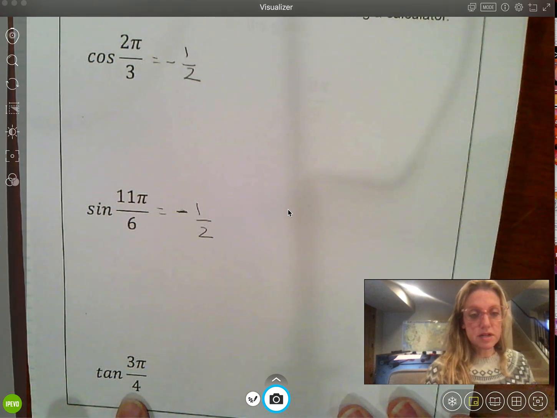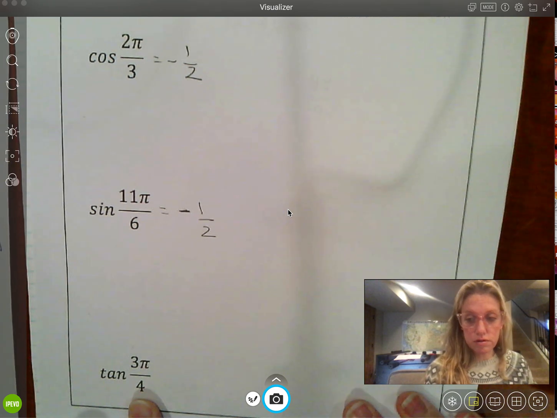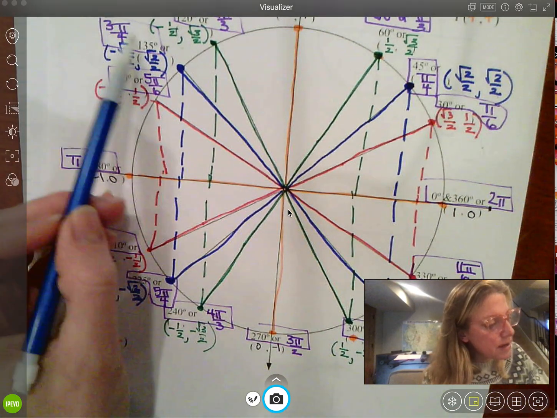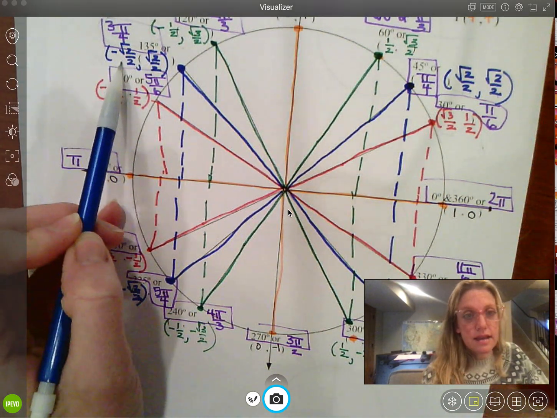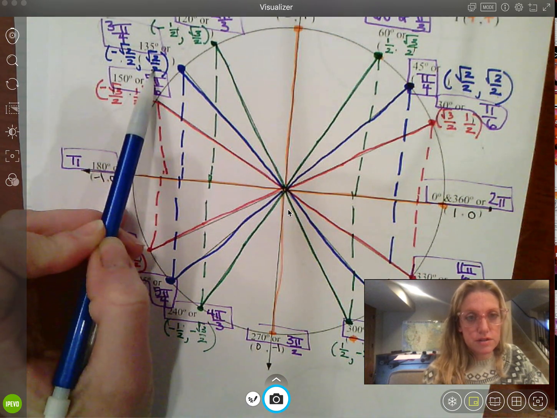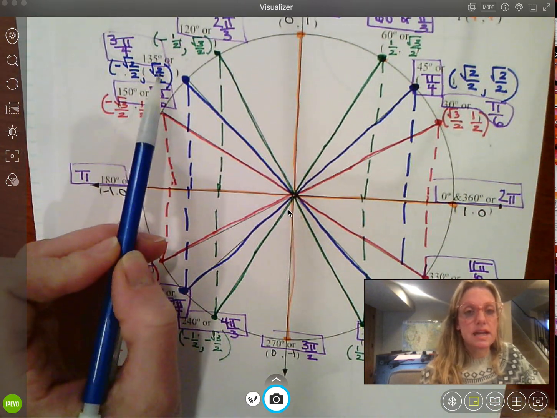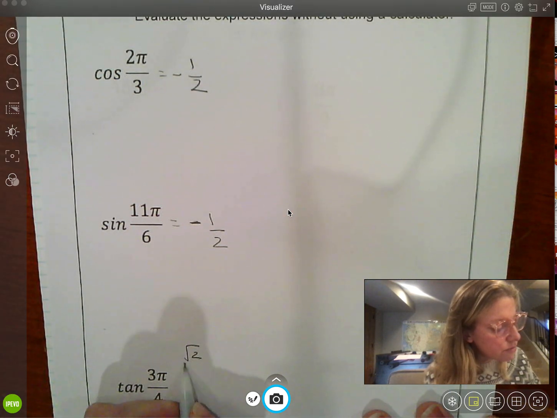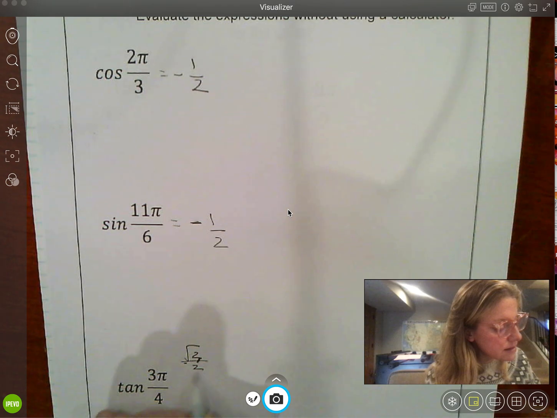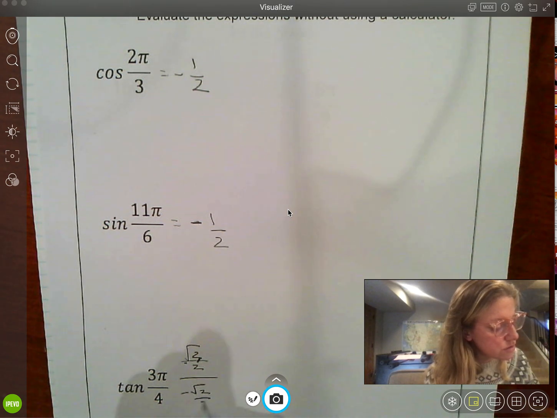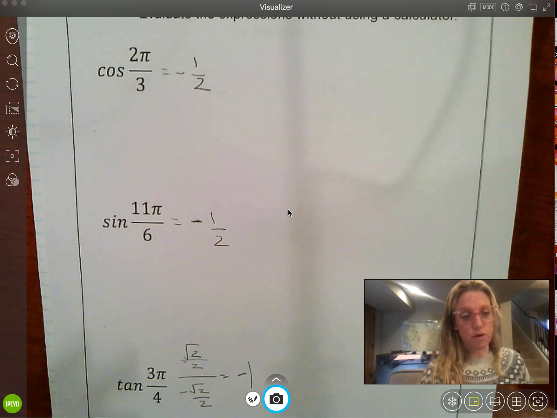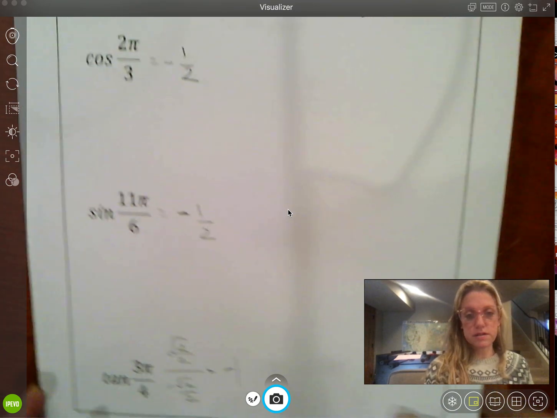All right, how about tangent of 3 pi over 4? 3 pi over 4, that's over in quadrant 2, because it's not quite 1 pi. It's right up here at negative root 2 over 2, comma root 2 over 2, and it wants the tangent, so I have to do y over x. So this time I've got root 2 over 2 as my y, over negative root 2 over 2 as my x. So that's just going to equal negative 1. So the tangent of 3 pi over 4 is negative 1.